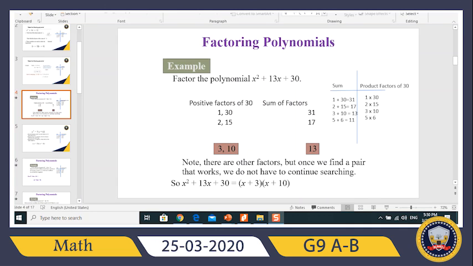Let's resume what we covered yesterday. We covered factoring the trinomials. You remember this? Now, let's take an example in order to clarify more what we covered yesterday. Here, he's asking to factor the polynomial. The polynomial or trinomial, it doesn't matter. So x squared plus 13x plus 30.